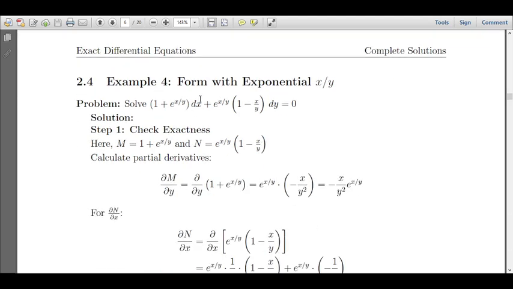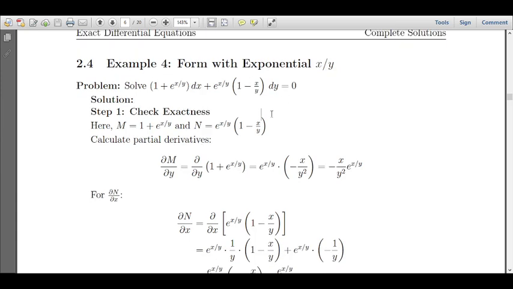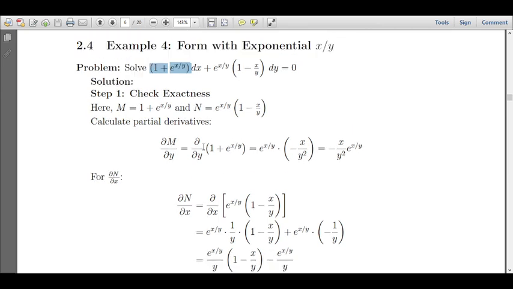Now, example 4, form with exponential x by y, and this is the most important example because it contains exponentials and algebraic terms. Right, solve (1 plus e power x by y) dx plus e power x by y (1 minus x by y) dy equal to 0. Now, check the condition for exactness. M is the coefficient of dx, 1 plus e power x by y. N equal to e power x by y (1 minus x by y). Now calculate the partial derivatives.